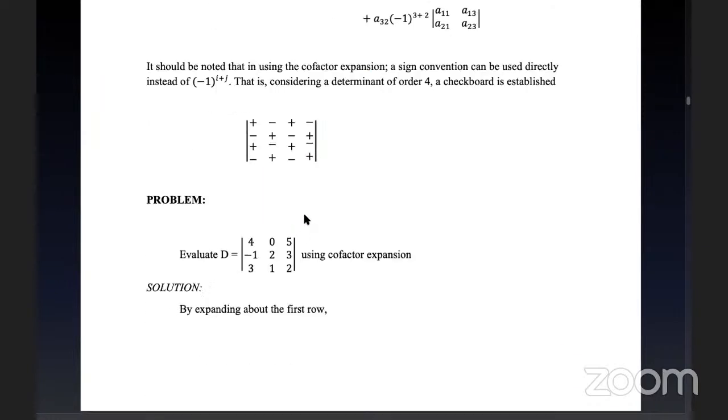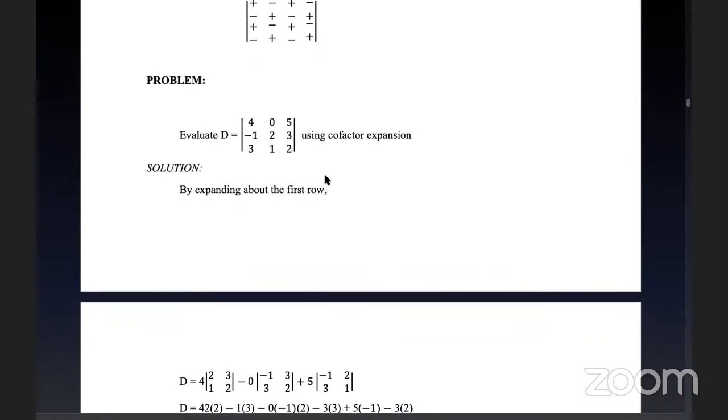Okay, let's try to evaluate this 3 by 3, or order 3, determinant using cofactor expansion. In our example here, we have chosen the first row. It's better to choose a row with a 0 right away so that the term is eliminated and it gets easier. That's why we chose the first row, because it has a 0. We multiply each element by its own cofactor. That's the idea.